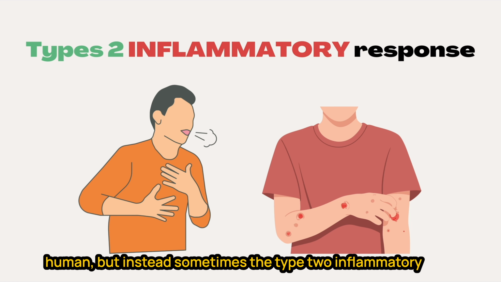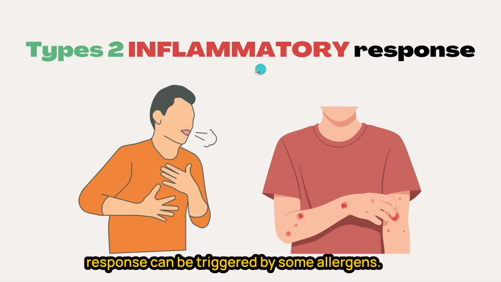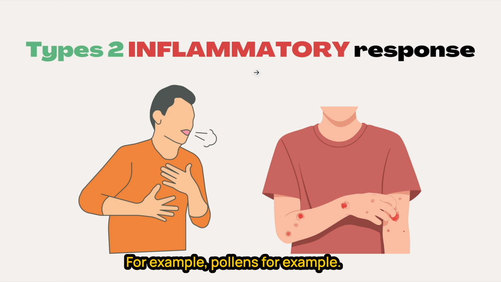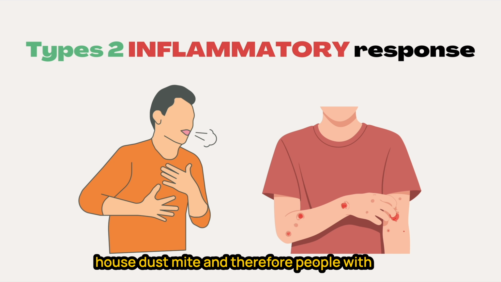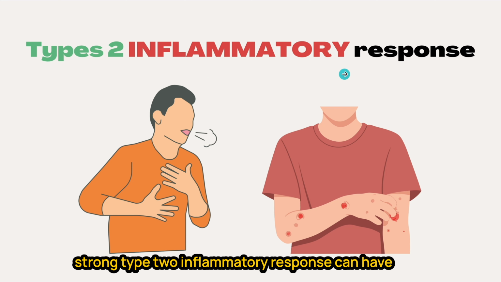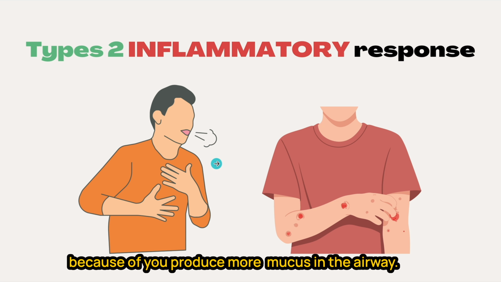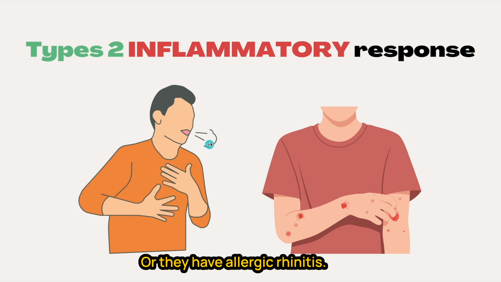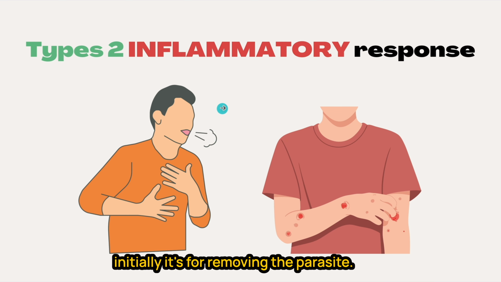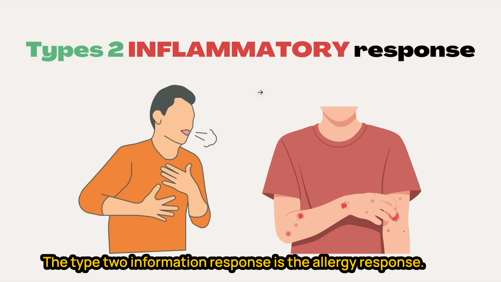But instead, sometimes the type 2 inflammatory response can be triggered by allergens, for example pollens, for example house dust mites. Therefore, people with a strong type 2 inflammatory response can have eczema because of the itchy skin, can have asthma because you produce more mucus in the airway, or have allergic rhinitis. Your nose becomes itchy because initially it's for removing the parasite. The type 2 inflammatory response is the allergy response.